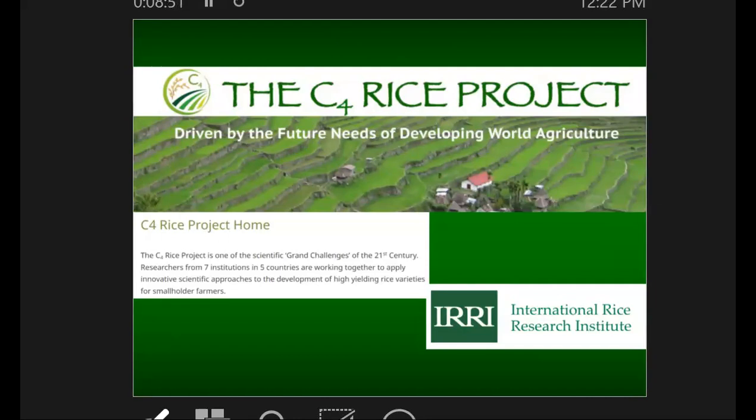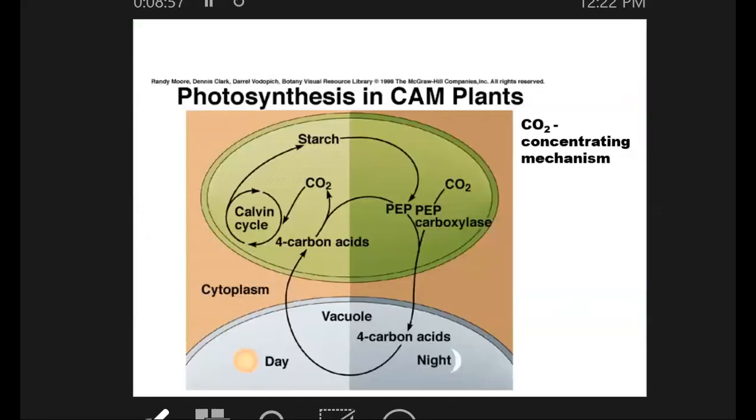Okay, so C4. The other pathway I need to talk to you about is called the CAM pathway. And the plants that do it are called CAM plants. Again, when you look at what's happening, it is a mechanism to concentrate CO2 around here. So that Rubisco really doesn't see much oxygen at all.